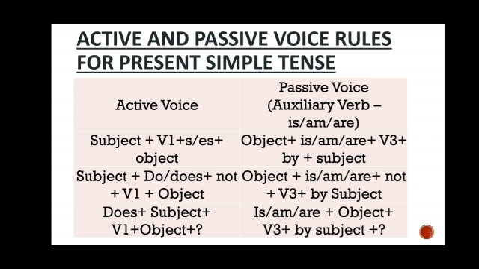Okay, and while we are changing a sentence with subject, do, does, not, and then verb first and then object, what do you do? Object comes at first, then is, am, are, then not comes, and then verb third form plus by, and then subject comes. Means the formula is same. What is the formula? Object comes at first, then is, am, are comes, then third form of verb, then by. But if you want to add not, where will we put not? We will put not after is, am, are.